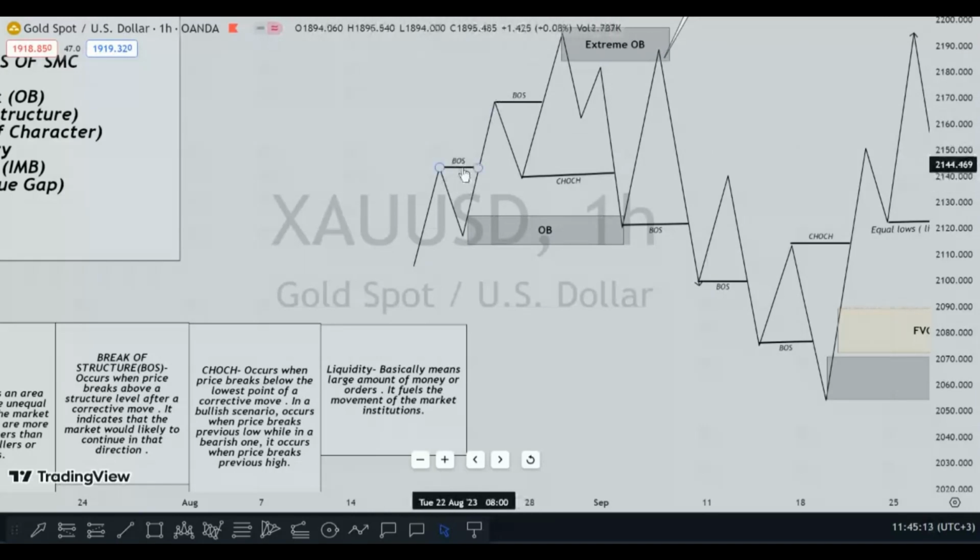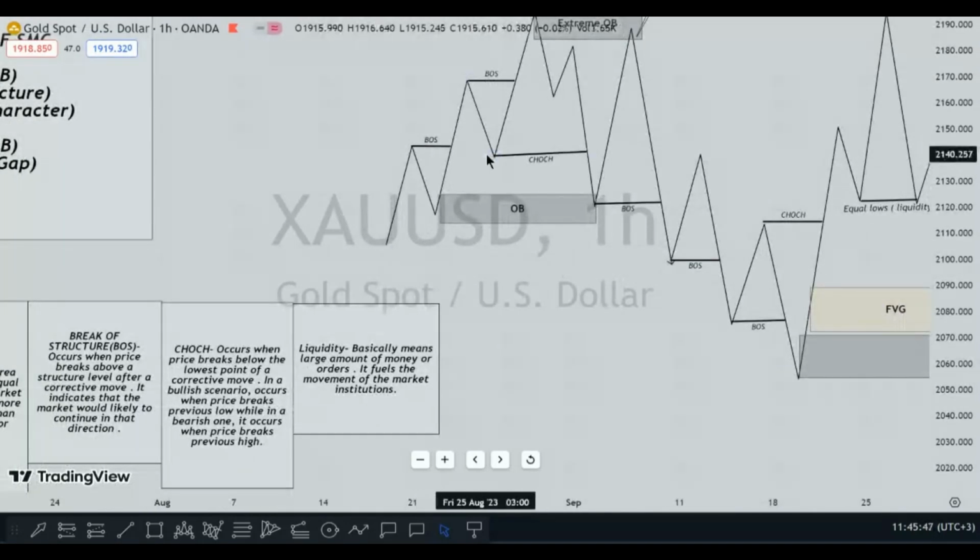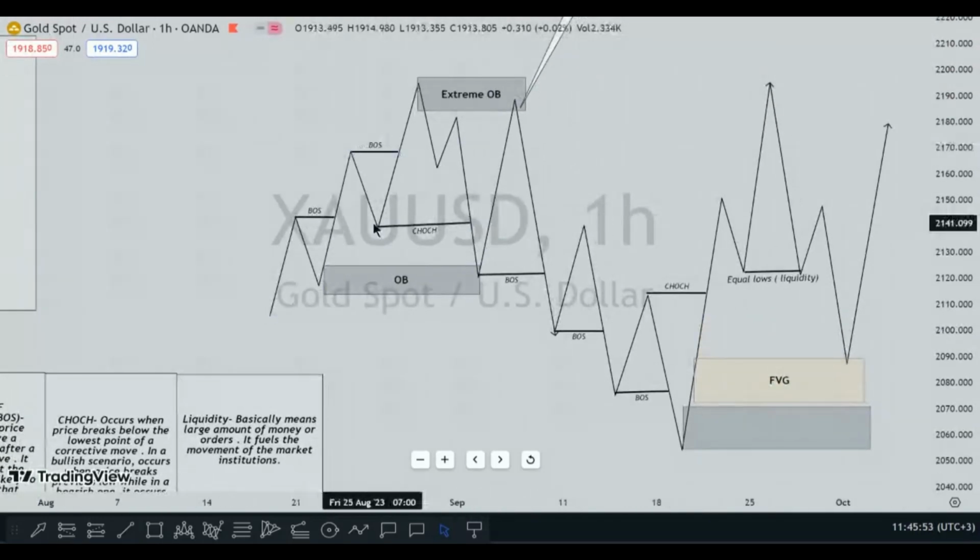And I will show you how to mark a valid break of structure, because not all breaks of structure are valid. There are key things that you should consider before marking your break of structure. So price broke this previous high, went up, came down again. This one is a corrective move. Then it went up, broke this new high, forming another new high. Now this one becomes our break of structure.